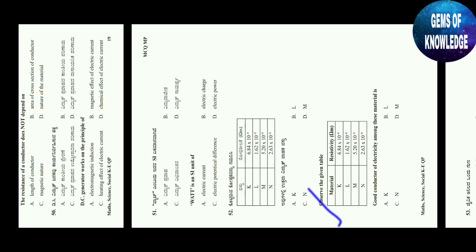Observe the given table. Here one table has been given. Materials K, L, M and N are given along with their resistivity. Below it the question has been given: a good conductor of electricity among these materials is. Options have been given: K, L, M and N. So we have to identify which among these is the good conductor.